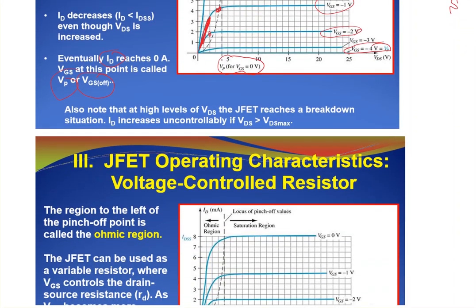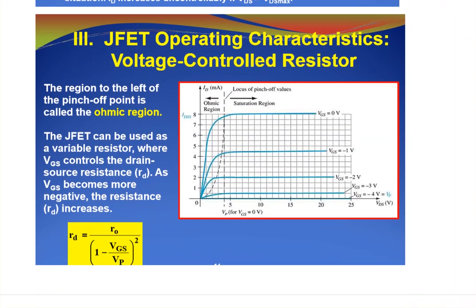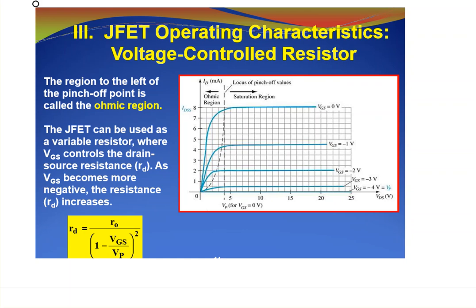Again, this is what we just mentioned, and if you wish, you will be able to see that if the transistor is operating in this region here, then it's in what we call the ohmic region.